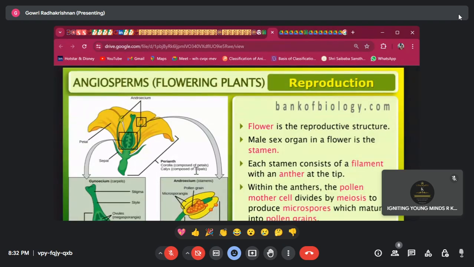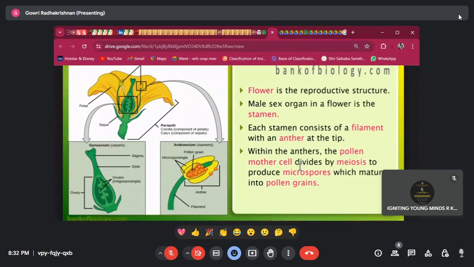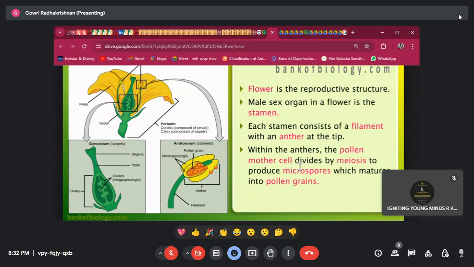Now, angiosperm flowering plants reproduction. Flower is the reproductive structure. The flowers are not borne by the tree for anybody to admire or like. It's for its own purpose. We are only using it. So the flower is actually the reproductive structure in the plant.